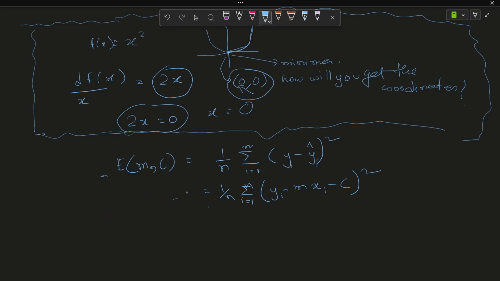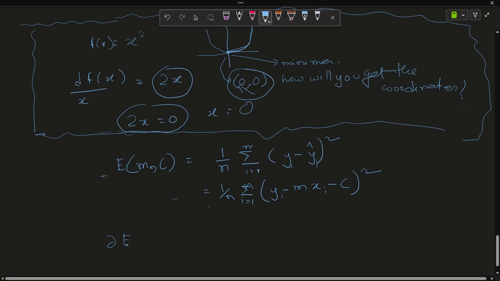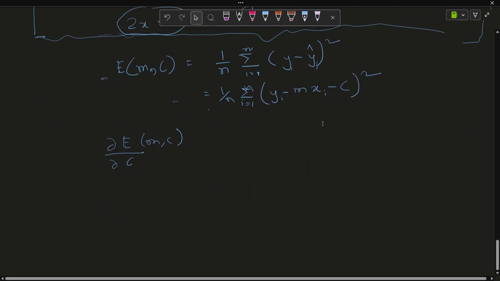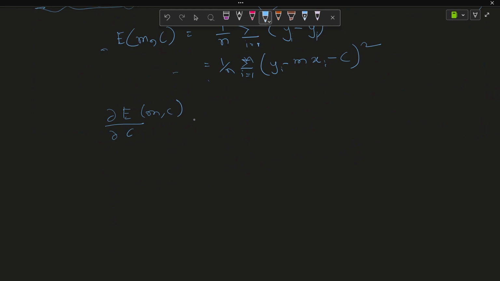You did that, and then you have to find out the derivative, del L by del m comma c, with respect to c. We will be finding c first. Let's see what is the answer. If you do the derivative like this, so 1 by n will be treated as a constant, so it will come outside.